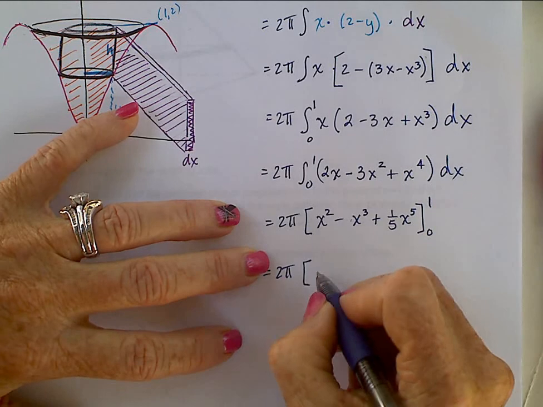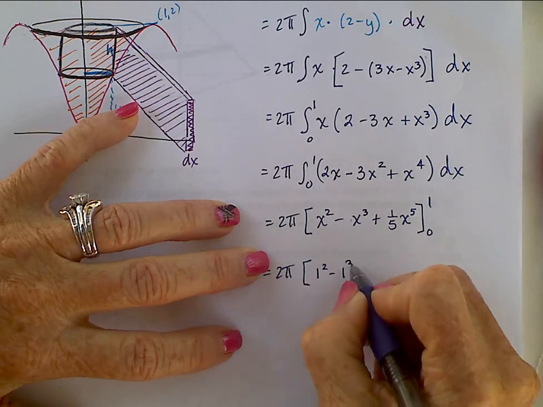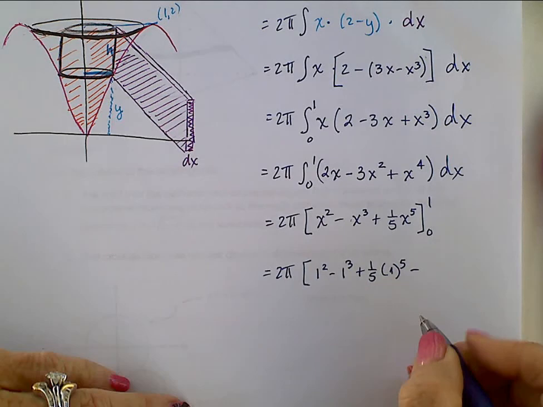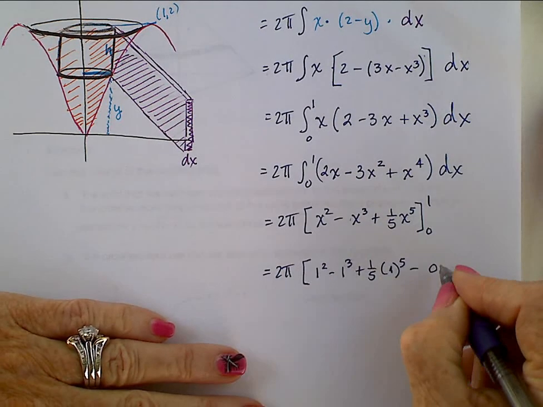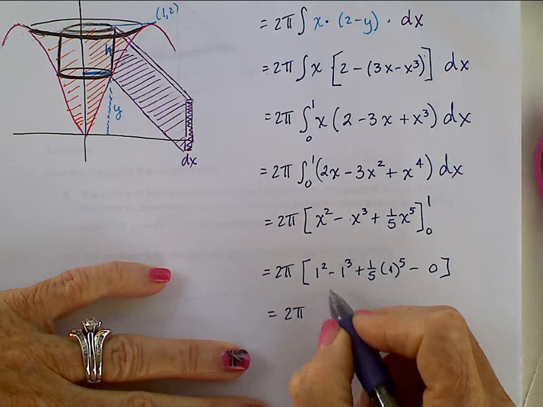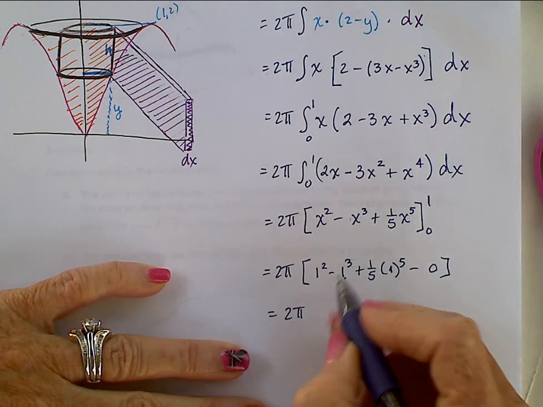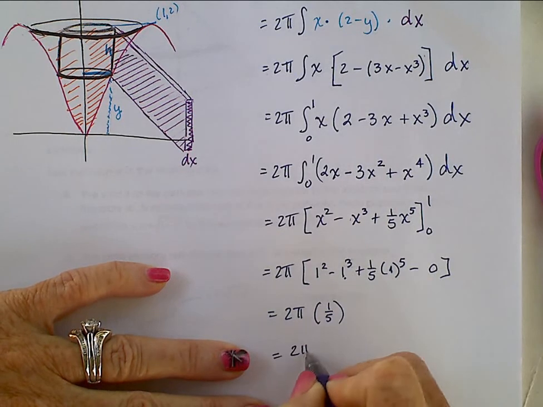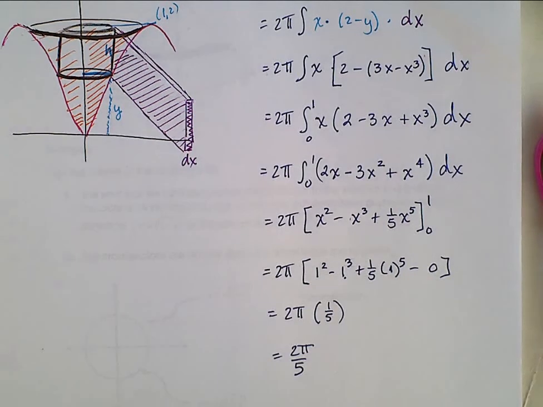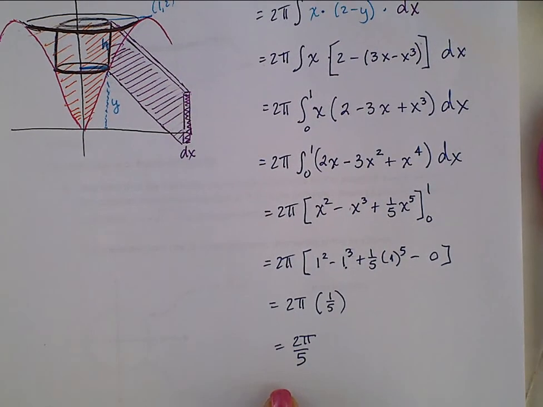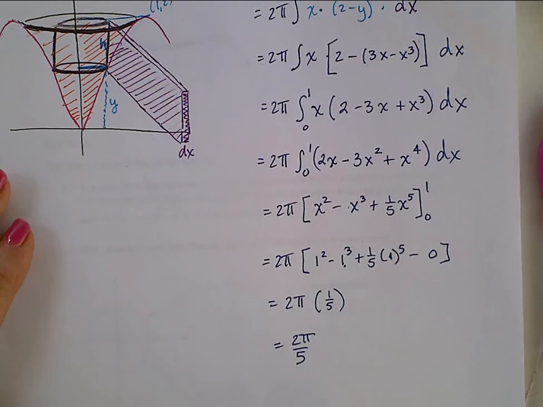That's going to be 1 squared minus 1 cubed plus 1/5 times a 1 to the 5th, minus 0 into each of those is 0. This gives us a 2 pi times 1 minus 1 that's gone. Here's 1/5. And we end up with 2 pi over 5. Tiny, tiny volume, 2 pi over 5, but we knew that because of how tiny our diagram was to begin with.